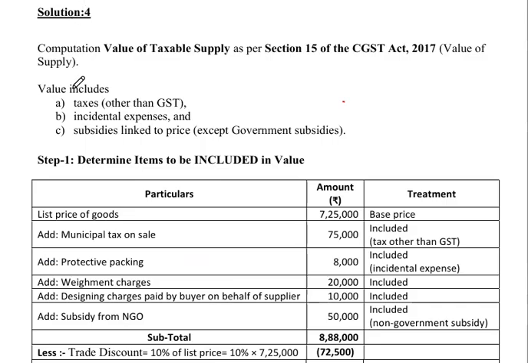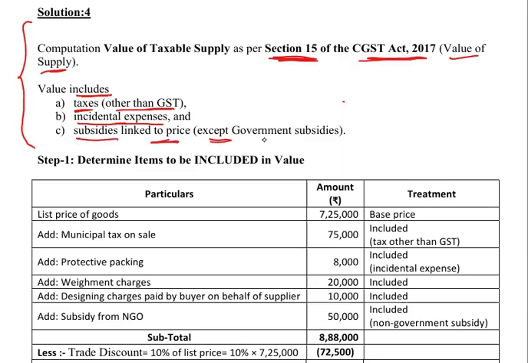Solution, in that computation, this is the provision. This provision needs to be written in every question. We can say computation of value of taxable supply as per section 15. Value of supply is given under section 15 of the CGST Act 2017. Value includes taxes other than GST, incidental expenses, and subsidy linked to the price, except government subsidies. Government subsidies will be excluded; subsidies other than government subsidies are to be included in the value of supply.